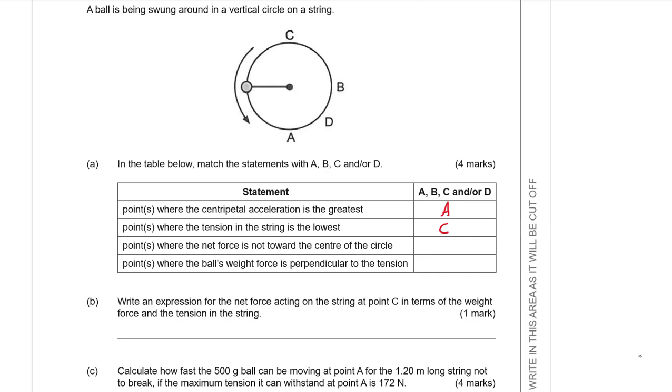Number 3 is, where is the net force not towards the center of the circle? Now, because this is vertical circular motion, at points B and D, there's also a component that's acting down, and that's what's actually accelerating it. It's making it go faster, not just go in a circle, which means at points B and D, the vector will not be pointing directly towards the center of the circle. And the points where the ball's weight force is perpendicular to the tension, well, looking again at this diagram, you can see that's exactly the case. So it would be at point B.